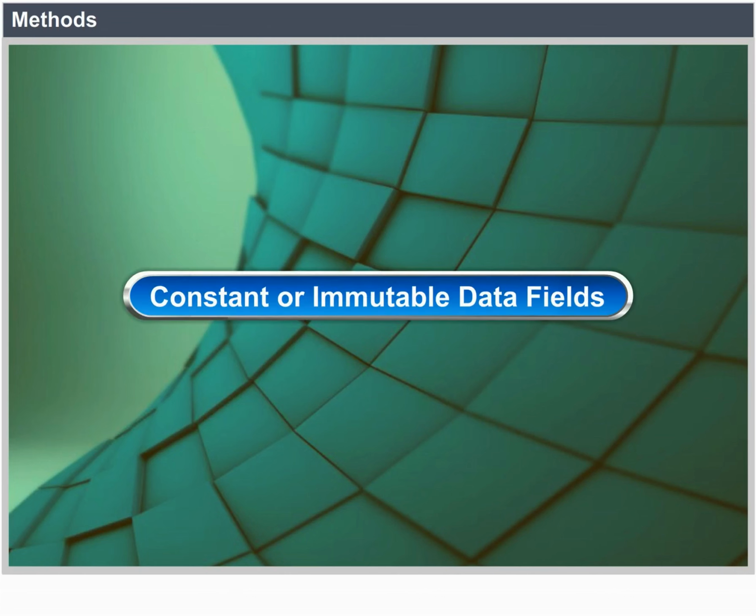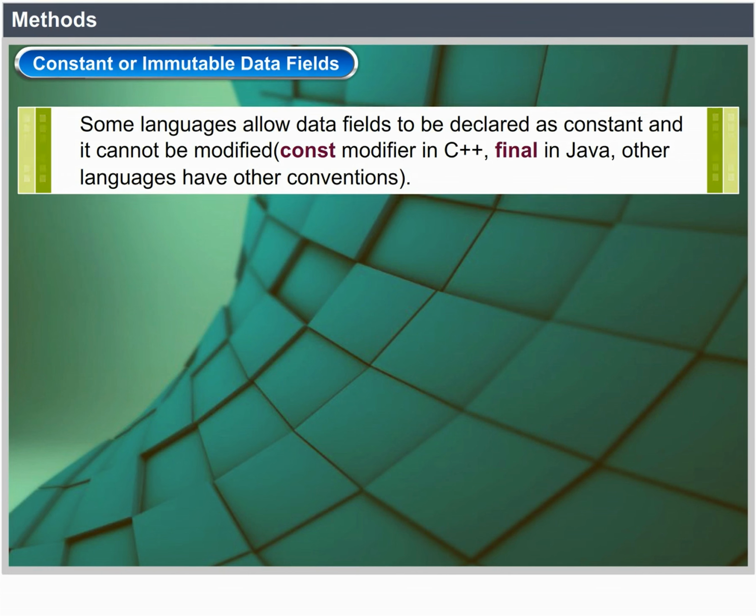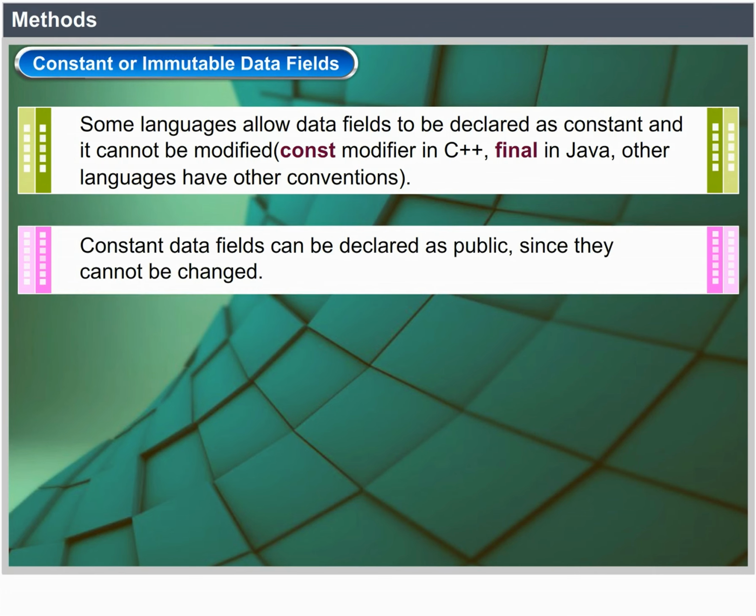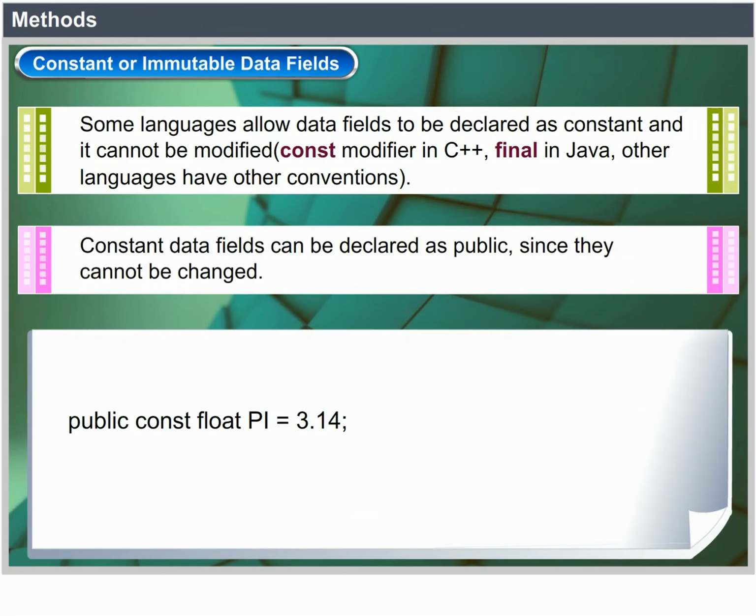Constant or immutable data fields. Some languages allow data fields to be declared as constant so that they cannot be modified. That is, the const modifier in C++, final in Java. Other languages have other conventions. Constant data fields can be declared as public since they cannot be changed. For example, public const float pi = 3.14.